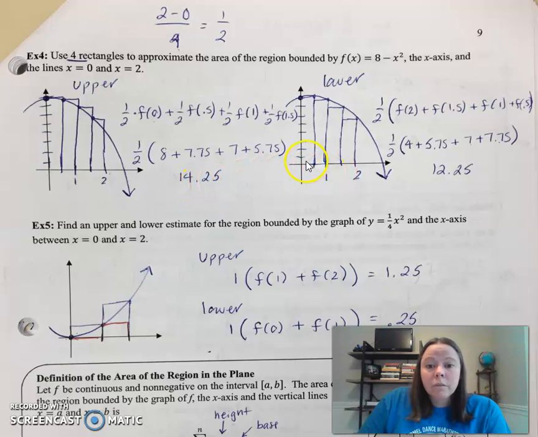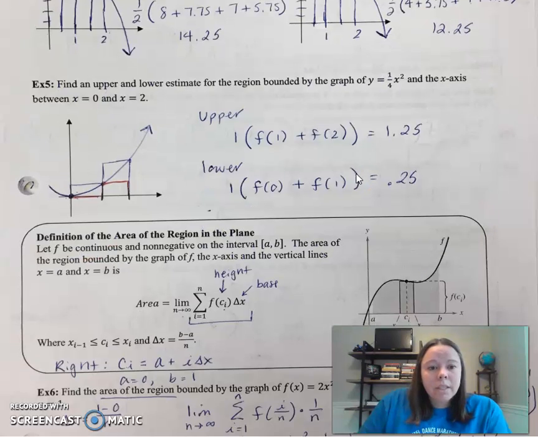Now for the lower, you'll want to pick the right side of each rectangle because it's always a decreasing function. So we went with the right side this time. Notice I went ahead and started all the way to the right with this last rectangle. And that gave us the lower estimate of each rectangle, and then we added them together. And you notice you get 12.25 over here. That was our lower estimate, and our upper being 14.25. And then if you average those, you're getting a pretty good estimation of the area under the curve.